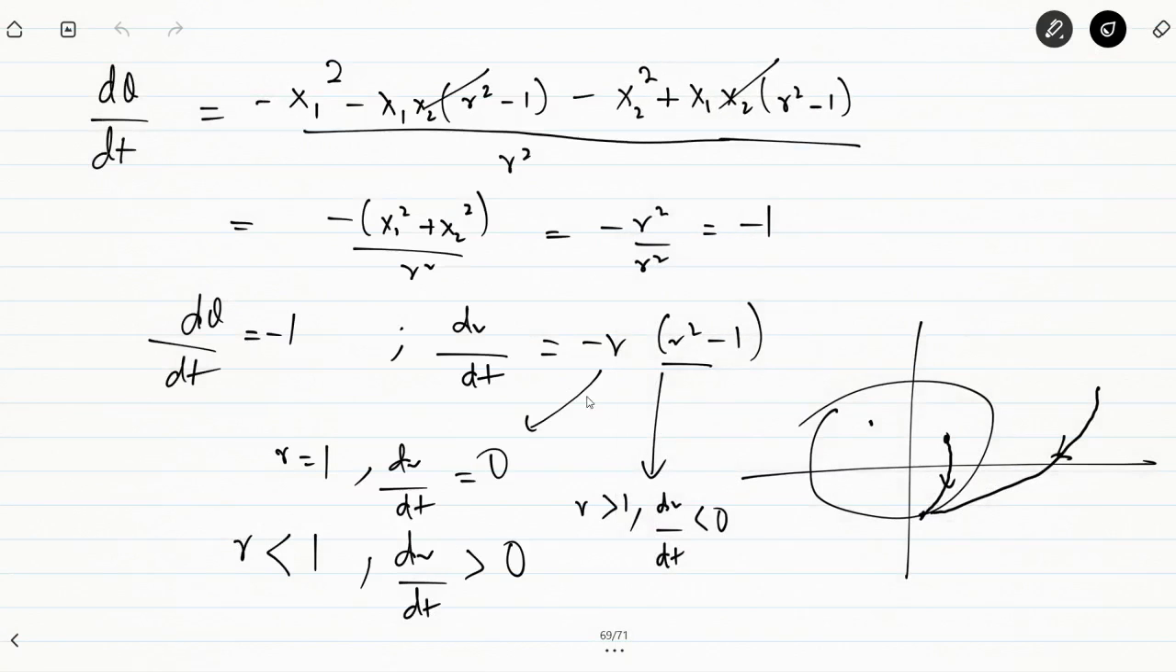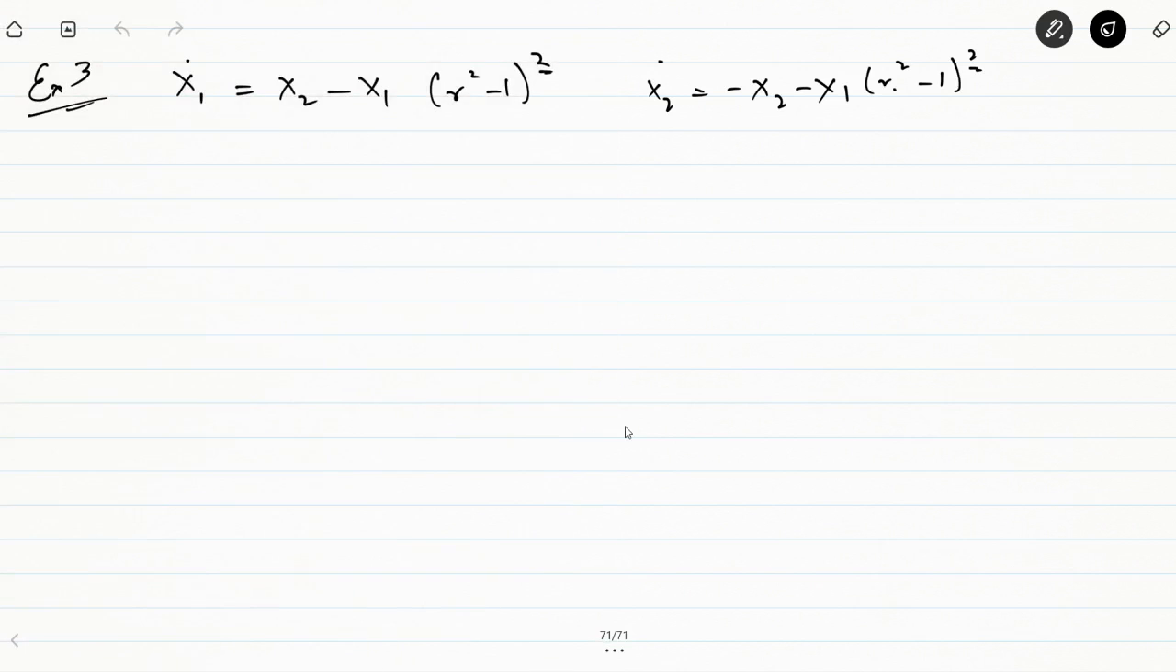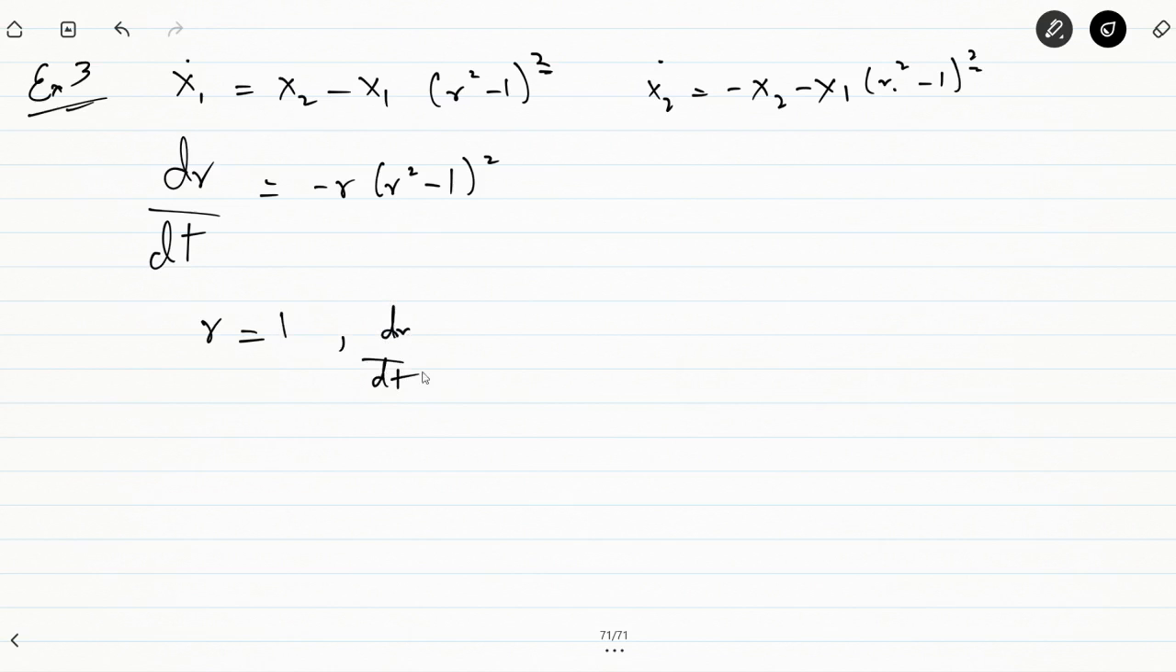अब हमारा जो dr by dt आएगा, that will be minus r times (r square minus 1) square. So for this case dr by dt will eventually come out to be minus r times (r square minus 1) square, and d theta by dt will again be minus 1. So in this case you can see for r equal to 1, dr by dt is 0 as expected.